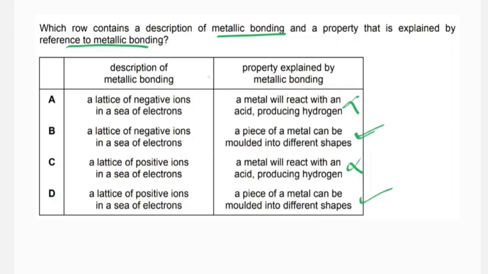Now, description of metallic bonding is a lattice of negative ions. No, it's not. It's always positive ions. Metals make positive ions, right? So D is the answer.